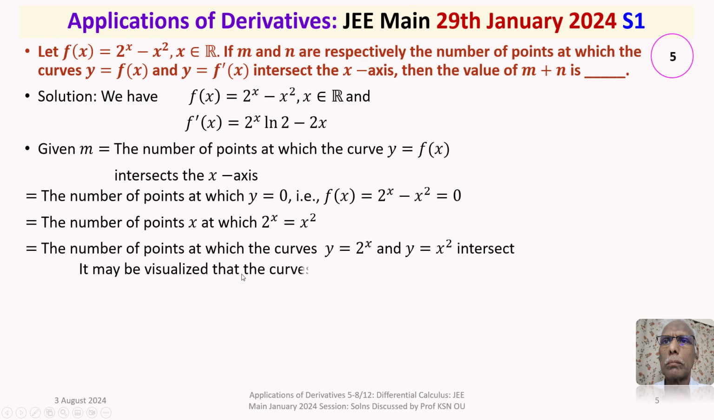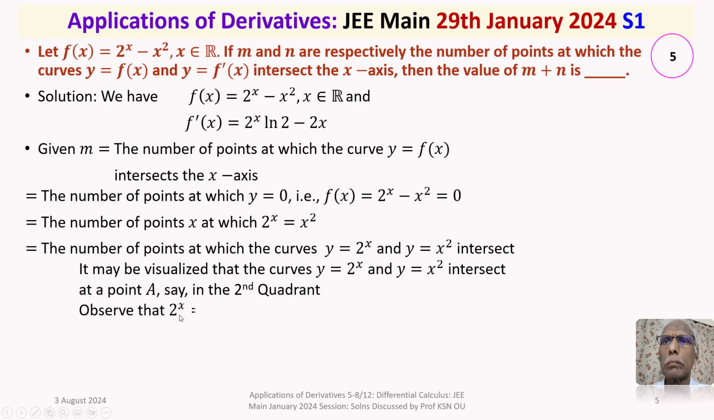So it may be visualized that the curves y is equal to 2 power x and y is equal to x square intersect at a point, say A, in the second quadrant. I told you that y is equal to 2 power x is an exponential curve, and the negative real axis is an asymptote for that. And in the second quadrant, y is equal to x square is also there, decreasing towards 0. They intersect at a point A. So one point of intersection you can visualize very easily.